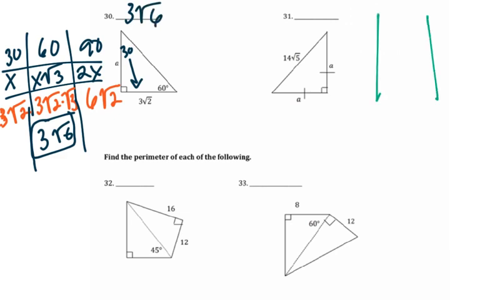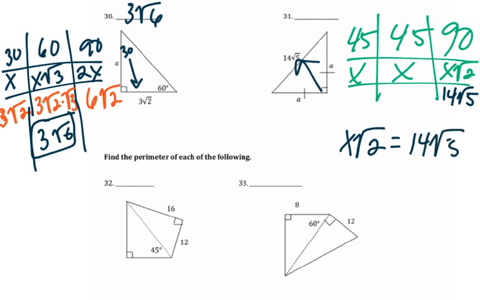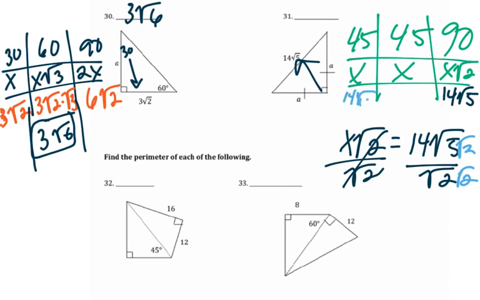Another 45, 45, 90. The side across the 90 is 14 root 5. So you set up your equation. You rationalize the denominator, and the answer is 14 root 10 over 2, which reduces to 7 root 10.